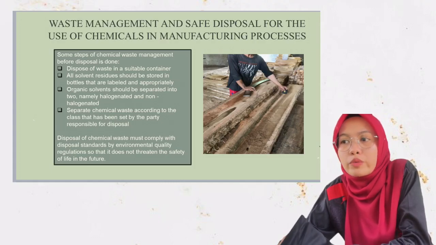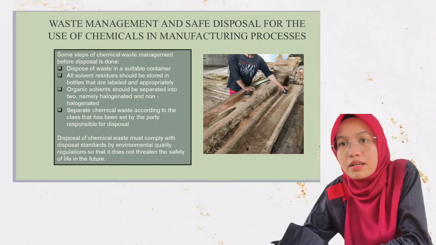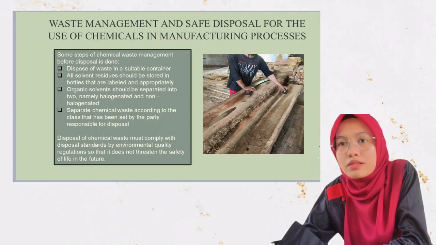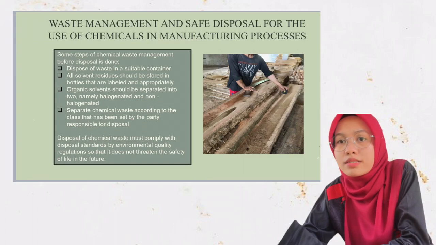First, dispose of waste water in a suitable container. Second, all solvents used should be stored in bottles that are labeled appropriately. Third, organic solvents should be separated into two groups: halogen and non-halogen. And last, separate chemical waste according to the class that has been set by the party responsible for disposal. Disposal of chemical waste must comply with the standards set by the environment quality regulations so that it does not threaten the safety of life in the future.